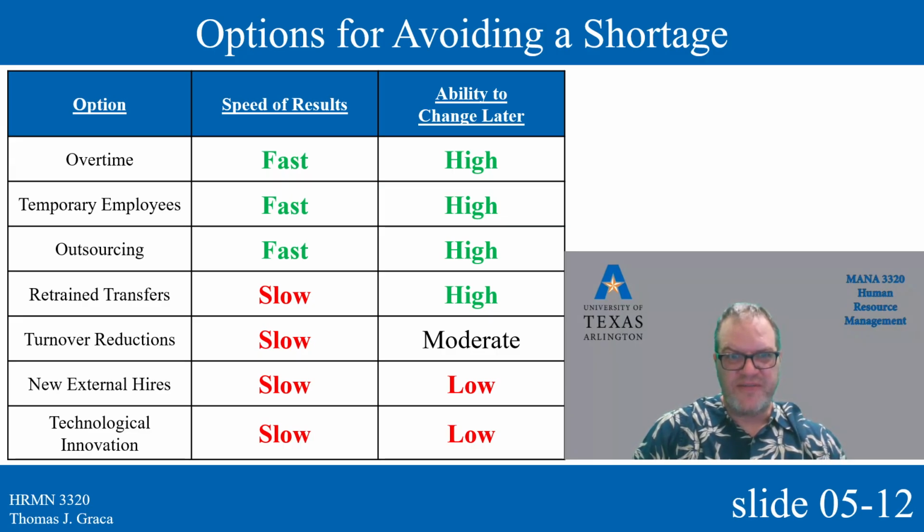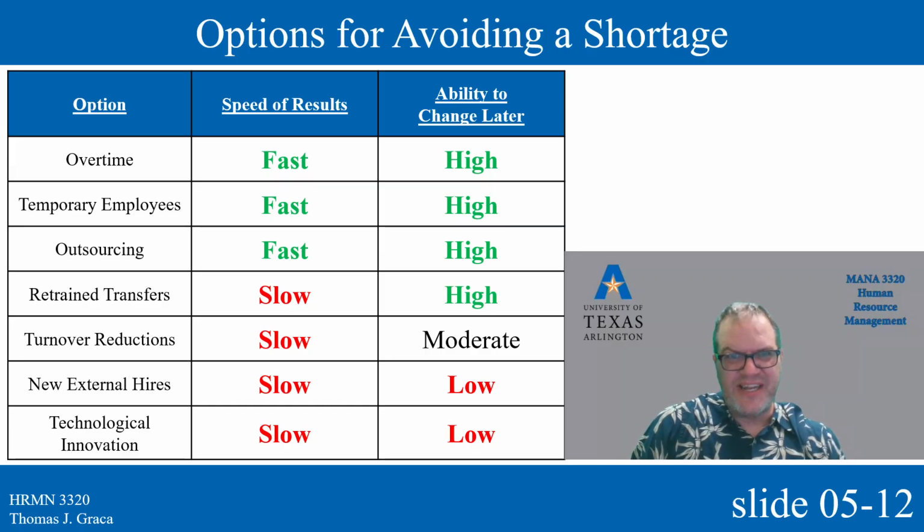Another approach to avoiding a shortfall is to hire more people, right? Speed of results, slow, takes a lot of time to post the job, a lot of time to select the employee, a lot of time to get them on board, a lot of time to do training, and the ability to change later is low. Once we hire someone for a regular permanent position, even though they have no legal expectation of continued employment, they certainly have a sort of moral expectation of continued employment, assuming they're doing a reasonably good job, right?